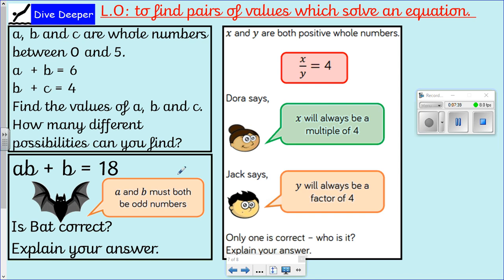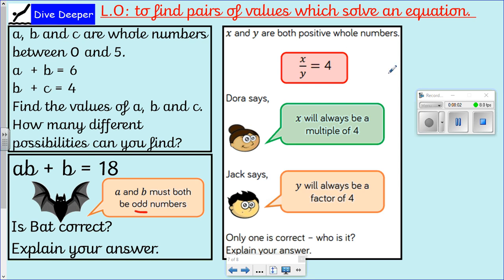Try a few things out. Try some even numbers, try some odd numbers, try and be systematic. Think about what numbers you're choosing. There's no point trying 20 when the answer's only 18. So start with A being 1 maybe, and B being 3 because he says odd numbers, and see what you get, and then keep going until you've got something that makes 18, okay?